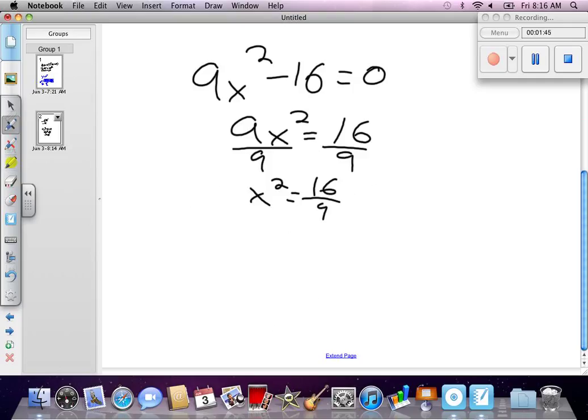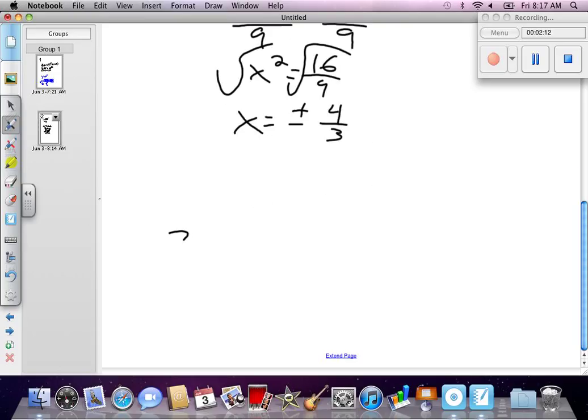And then how do I get rid of an x squared? What's the opposite of squaring it? Not divide. Square root, I heard somebody say. Okay, so x equals plus or minus 4 over 3. So which one has plus or minus 4 over 3? B. So the answer is B. Okay. Let's look at 33.